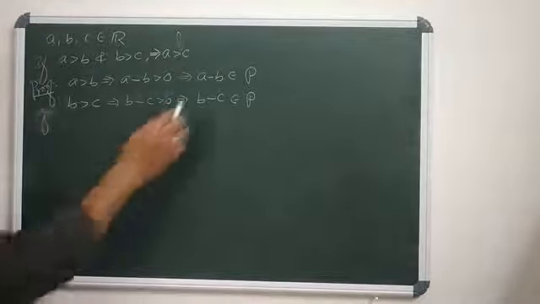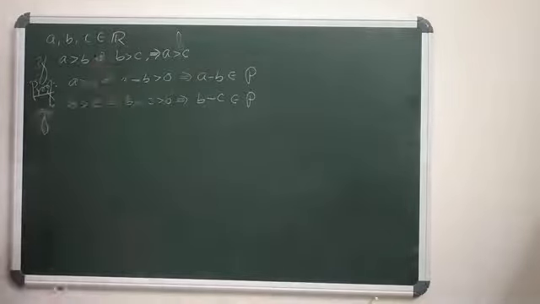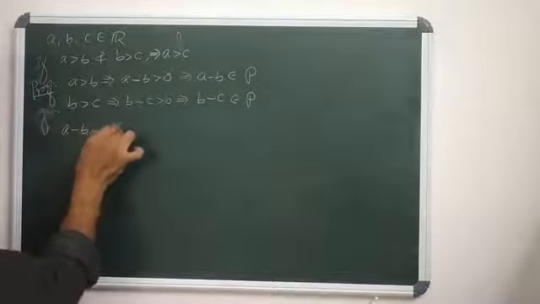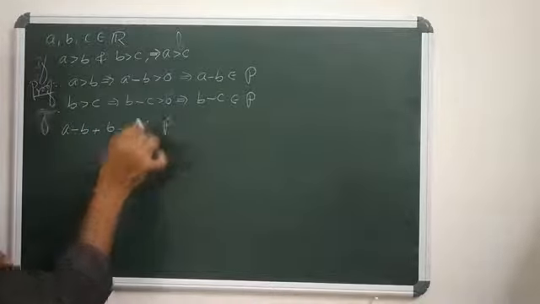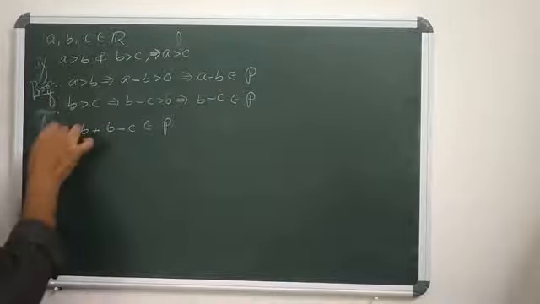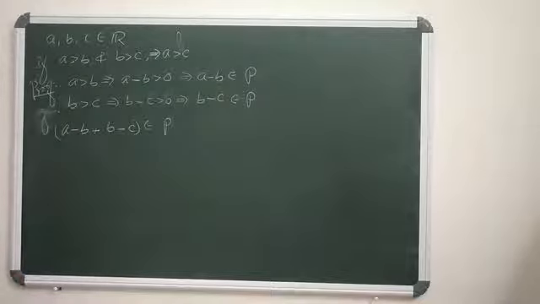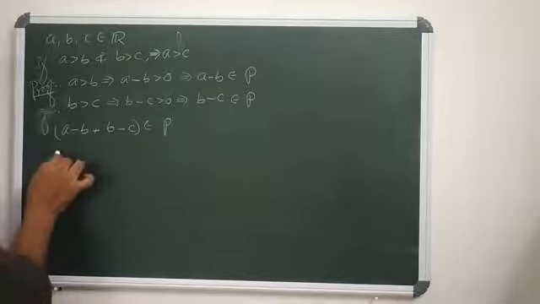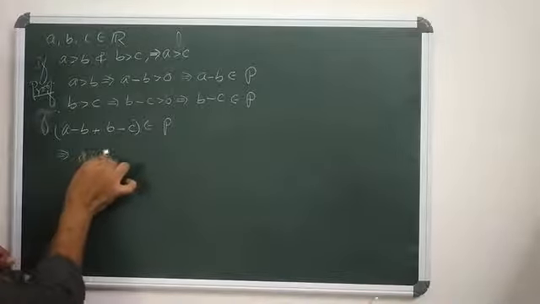But we know this means A minus B is an element of P, and B minus C is also another element of P. We know that P is closed under addition. So A minus B plus B minus C also falls in where? P itself. Why? Because P is closed under addition. That means A minus C falls in P.